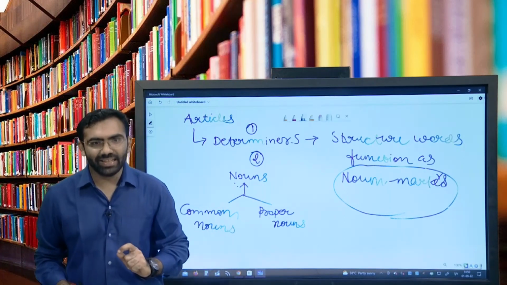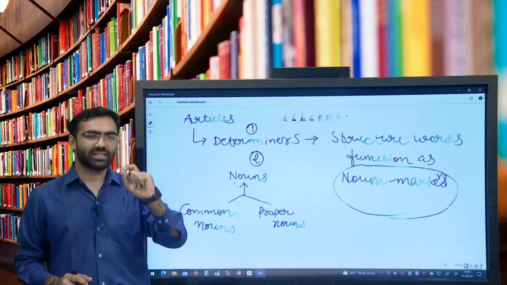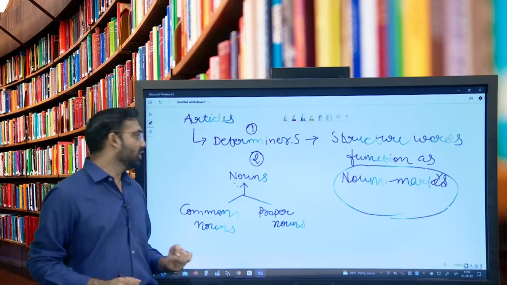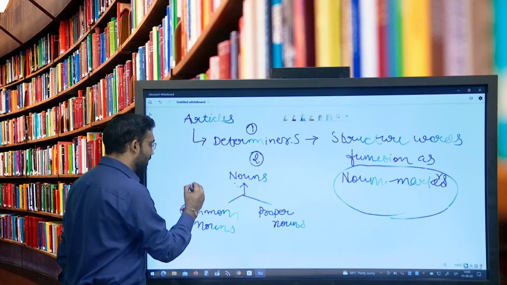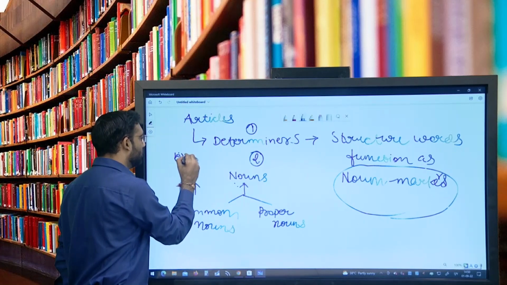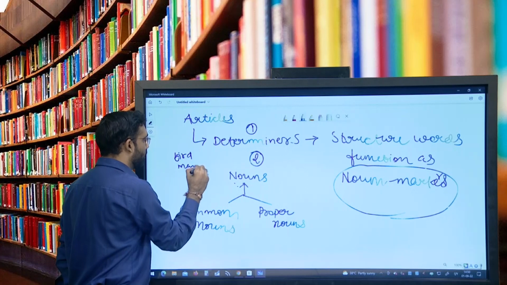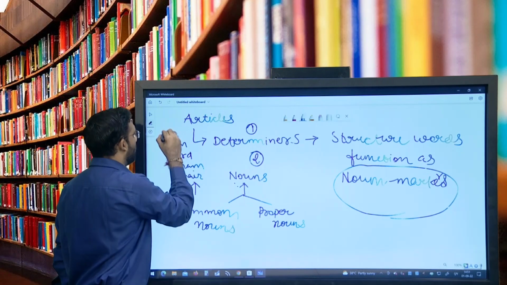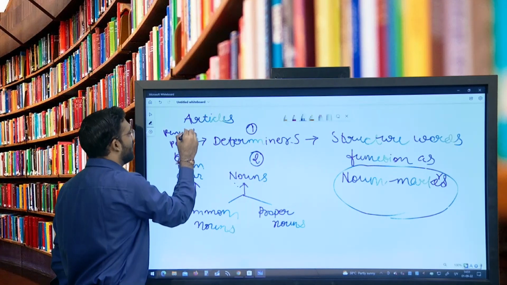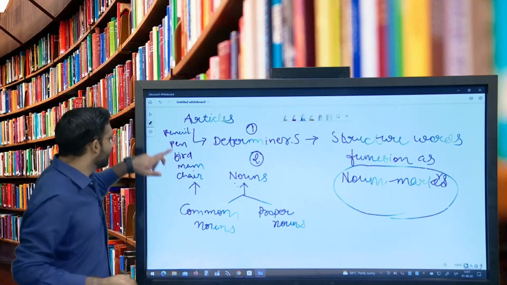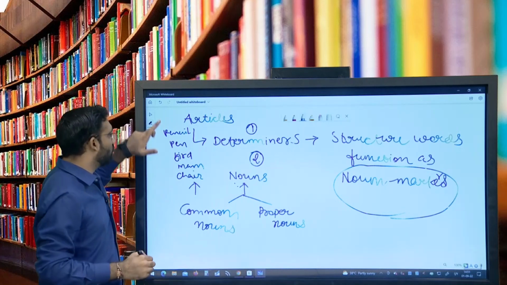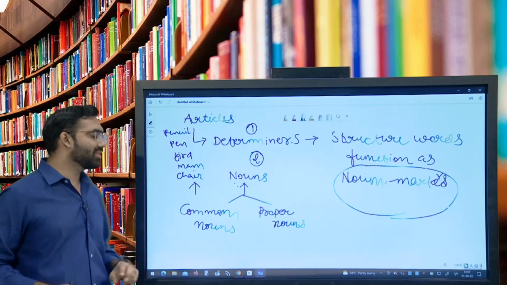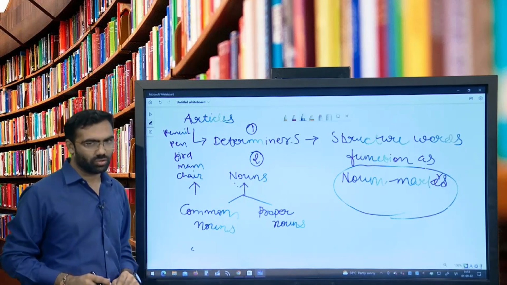So basically, any word which is a name that is commonly used is called a common noun, such as bird, man, chair, pen, pencil, any of them. These are all names that are commonly used. That's why they are called common nouns.